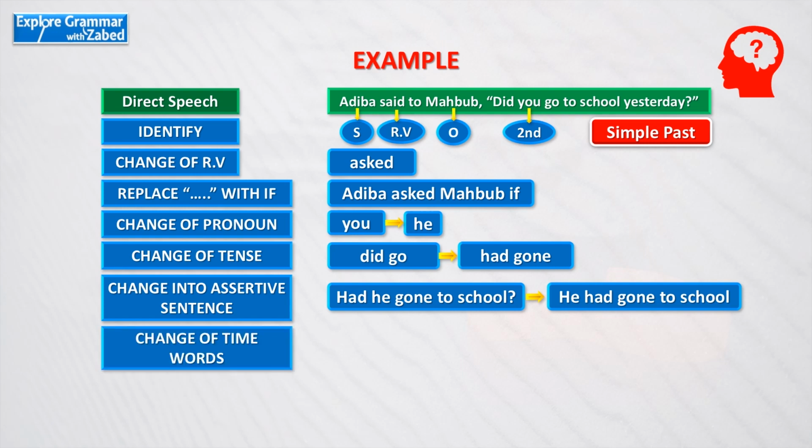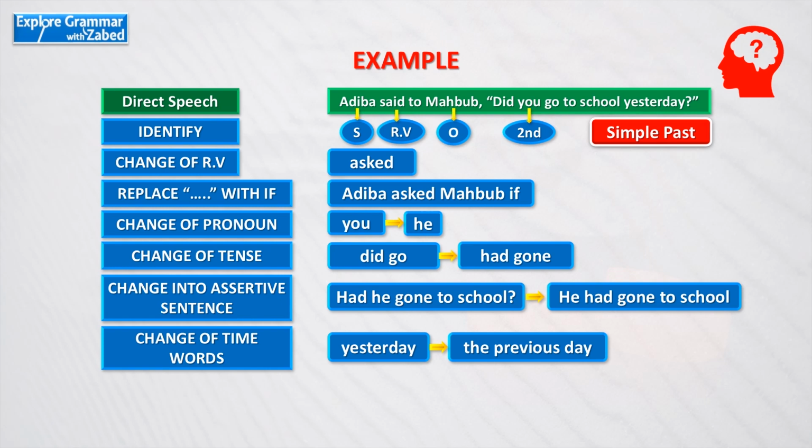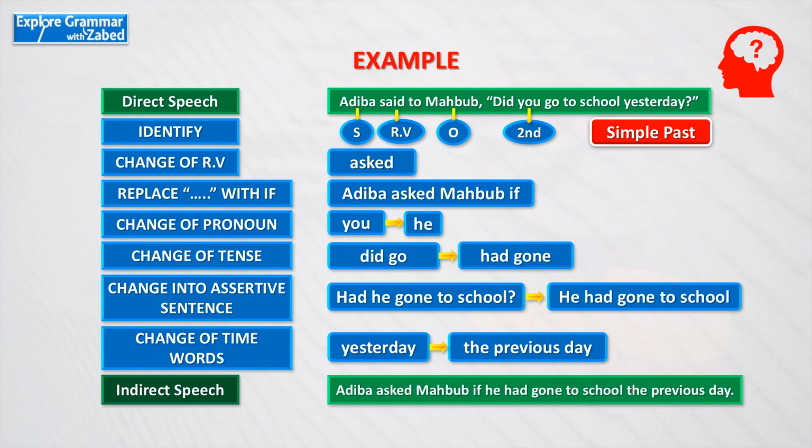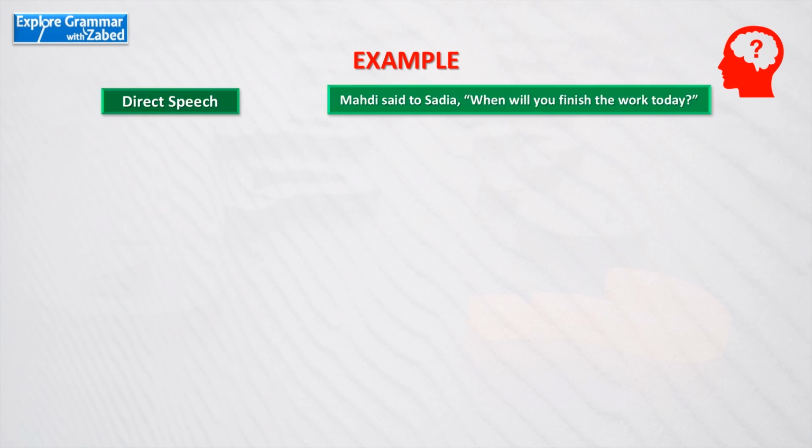Step 7 is the change of words denoting time and place. So, yesterday will be converted to the previous day. The final step is to use the full stop or period in place of the question mark or the sign of interrogation. So, the final converted sentence is Adiba asked Mahbub if he had gone to school the previous day. Let's look into another example. Mahdi said to Sadia, "When will you finish the work today?"